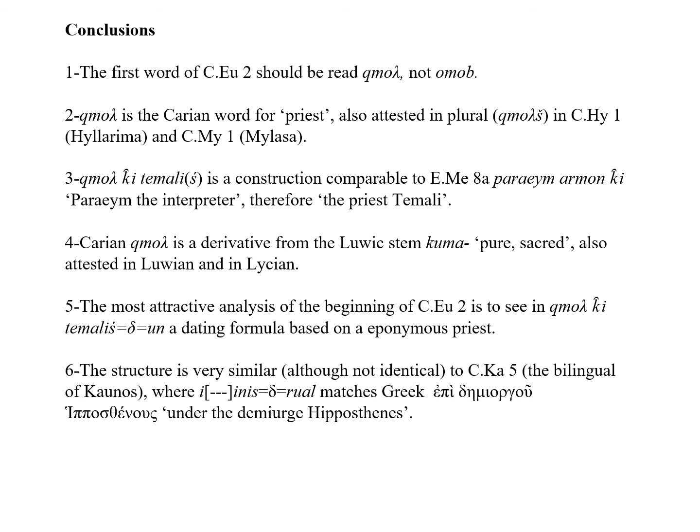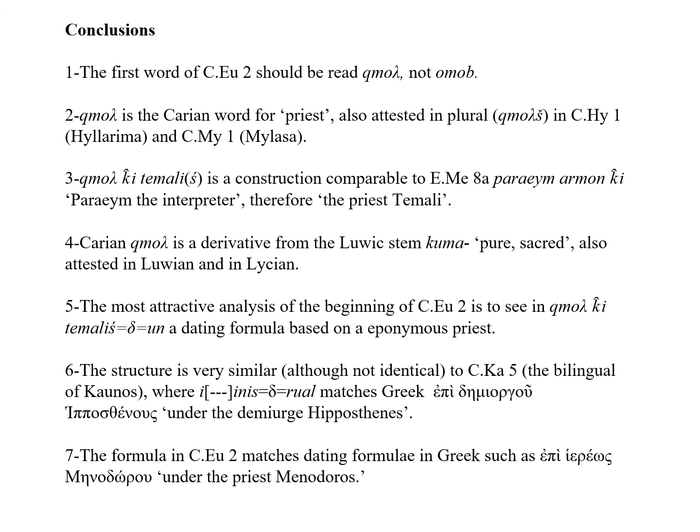The structure is very similar, although not identical, to the bilingual of Kaunos, where Inus Endruel matches Greek ἐπὶ δημιουργοῦ Ἱπποσθένους, under the demiurge Hipposthenes. The formula in C.Eu matches dating formulae in Greek, such as ἐπὶ ἱερέως Μηνοδώρου, under the priest Menodoros.